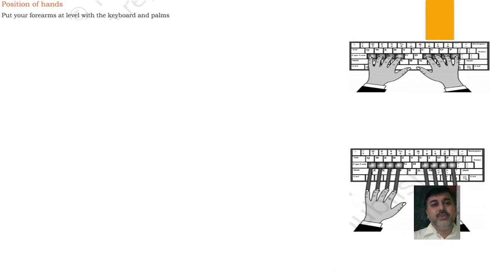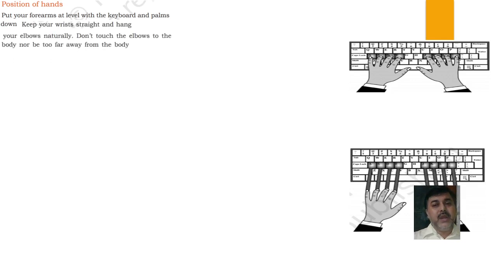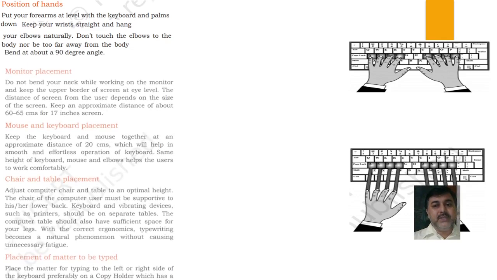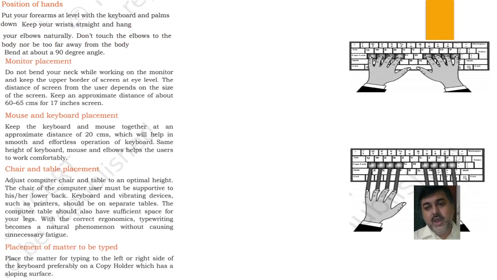Okay, regarding the hand position, we have to make our elbow a little bit higher, and it should touch in this way. See how the fingers are placed; it shows how we will place our fingers and how we will set up our chairs. That means we have to monitor the placement, where the screen should be about 60 to 65 centimeters away, and 17 inch.